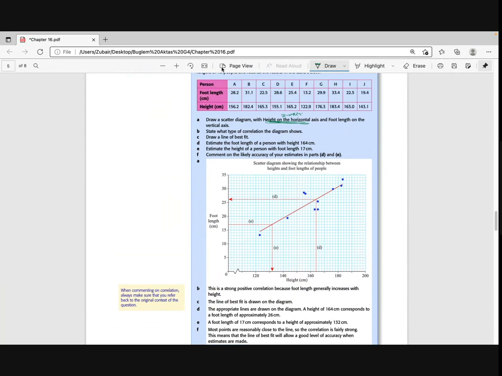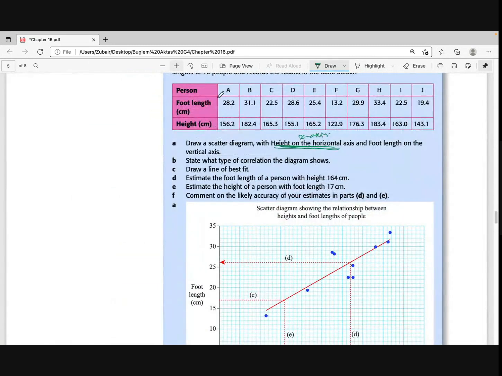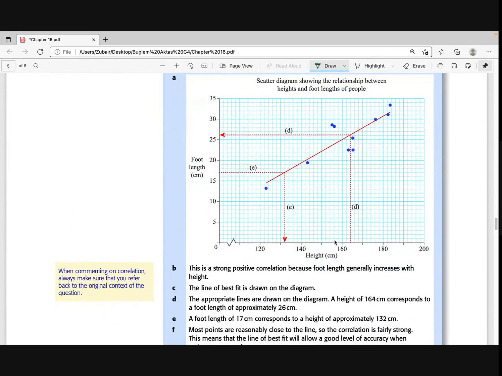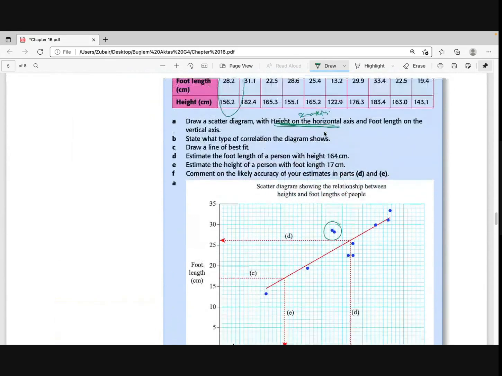Okay. So the question already says to draw this on the x-axis, considering the points plotted. Let's read one of the points. Height is 156.2 and foot length is 28.2. So 140, 150, 156 and 28.2, one of these points.